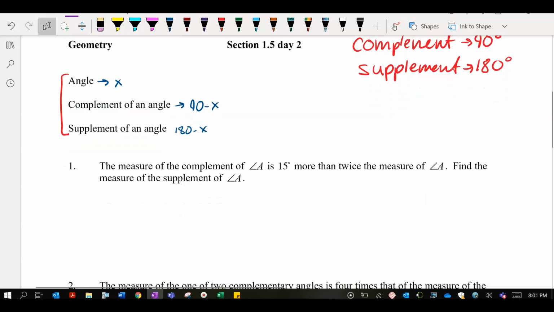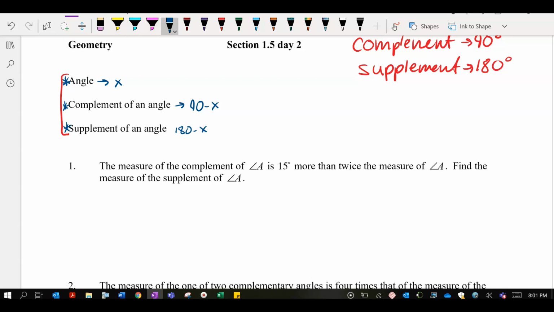Okay, so let's go ahead and take a look at the first word problem. Again, remember, angle is x, complement is 90 minus x, supplement is 180 minus x. The measure of the complement of angle A is 15 degrees more than twice the measure of angle A. Find the measure of the supplement of angle A.